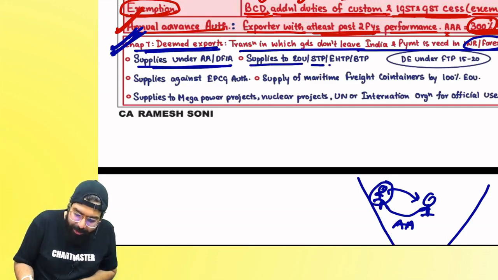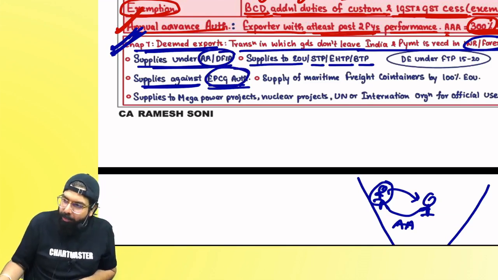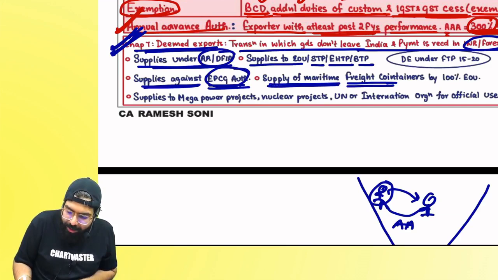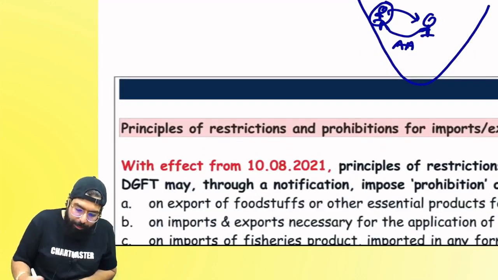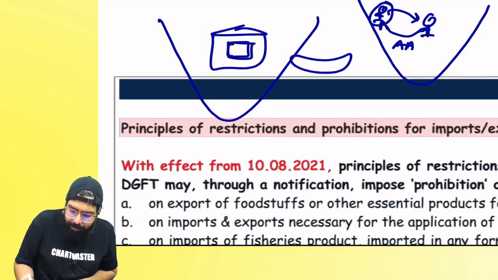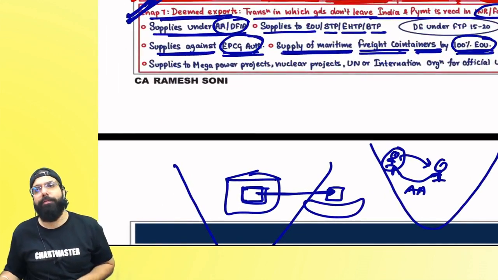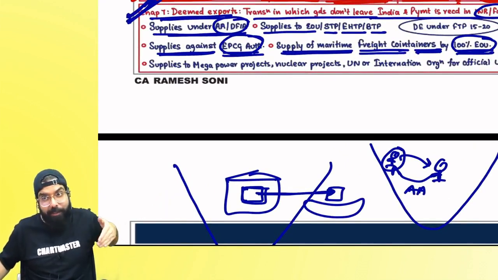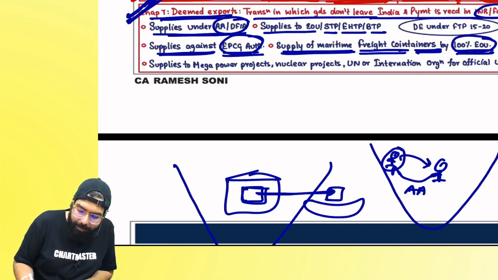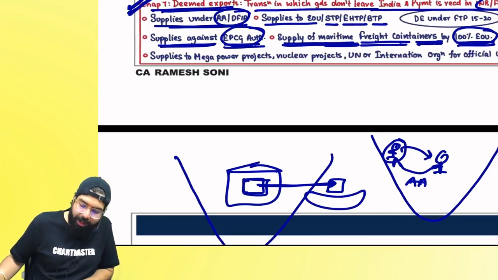Supply to EOU, ESTP, STP, BTP is also deemed export. Supplies against export promotion capital goods authorization. That was advance authorization; this is export promotion capital goods authorization. Supply of maritime freight container by 100% EOU. There is a 100% export oriented unit and they make these containers. What is a container? In the ship, containers will go, no? If these containers are supplied by the EOU, then it will be termed as what? Deemed export, because it will go outside India, come back, go outside India, come back. So whenever they supply maritime freight containers, meaning containers used in ships, it will also be known as deemed export.